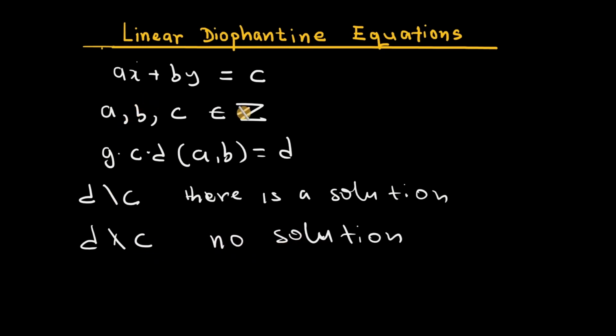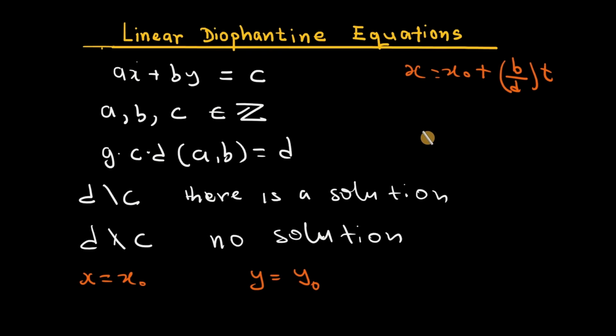Let's say we solve a diophantine equation and I have the solution x equals x naught and y equals y naught. Then there exist many other solutions, or infinitely many solutions, which can be obtained by the general formula x equals x naught plus b over d times t, and y equals y naught minus a over d times t, where t is any integer.